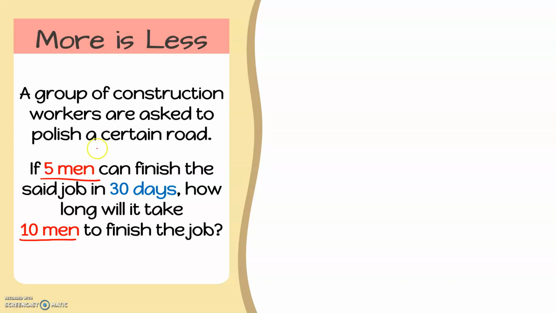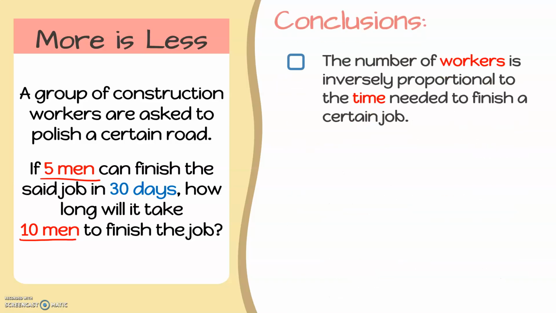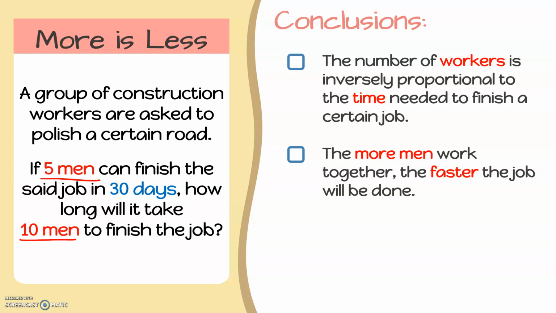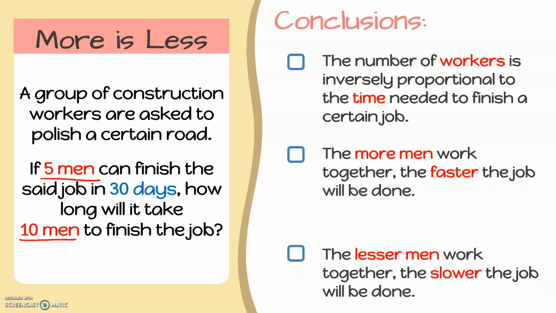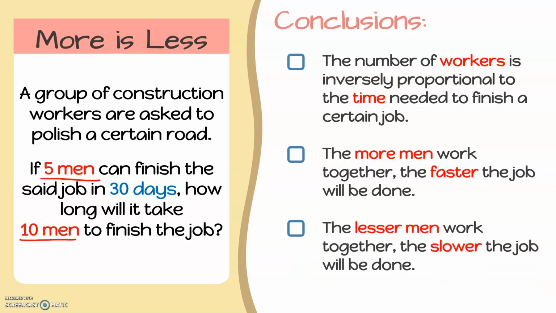Okay, so again, if you will increase the number of construction workers from 5 men to 10 men, we expect that they will be able to finish the job earlier or faster than 30 days. Therefore, we can conclude that the number of workers is inversely proportional to the time needed to finish a certain job. Because again, the more men work together, the faster the job will be done. Or, the lesser men work together, the slower the job will be done.